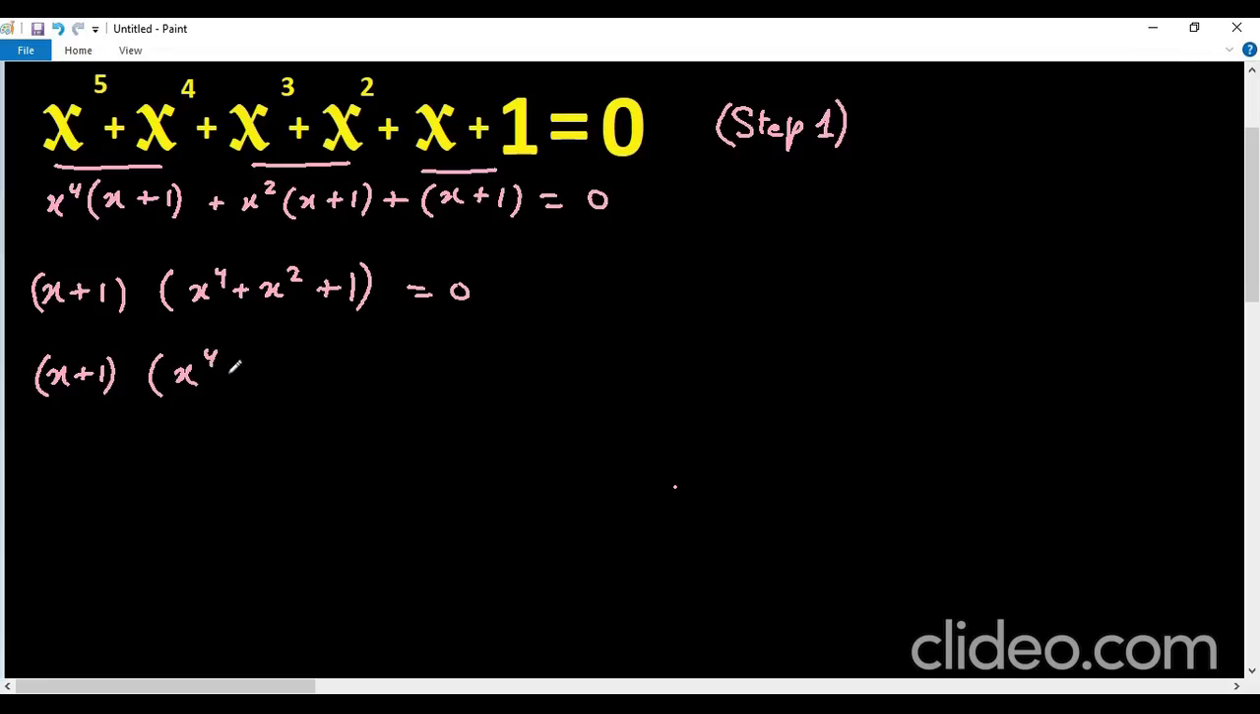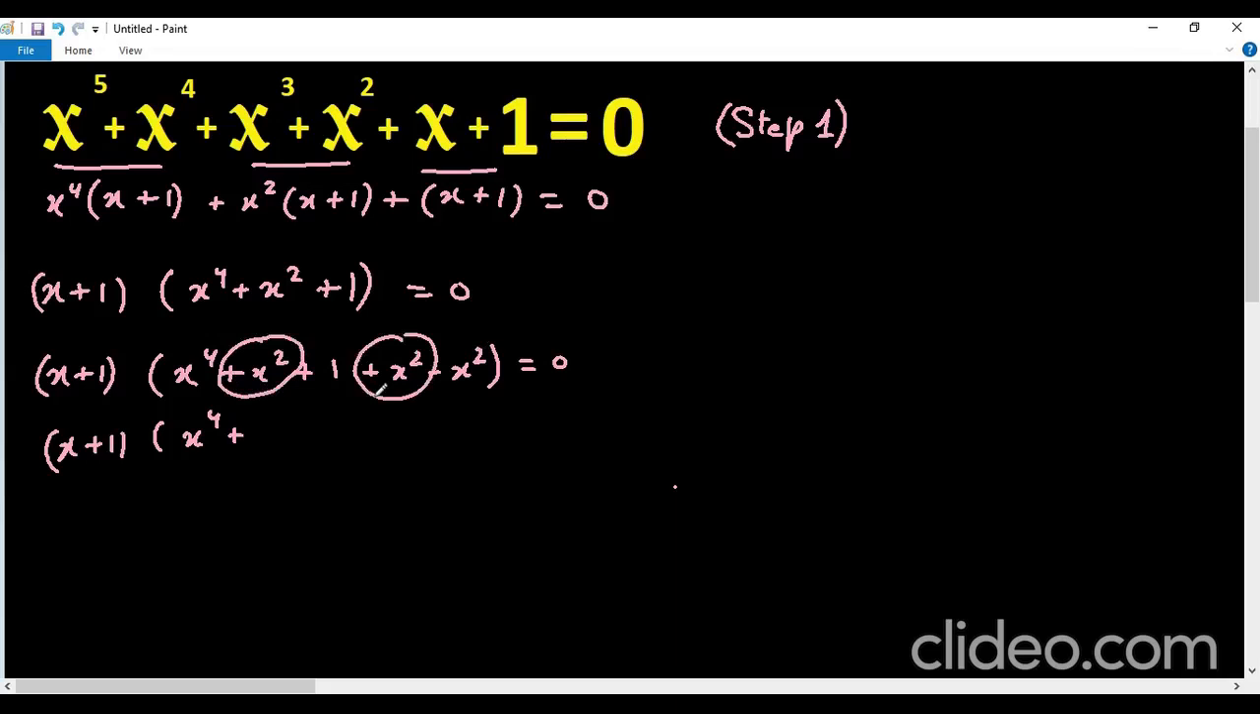I'm writing this one as it is, and from myself I am writing x square minus x square. Keep in mind that this is not going to affect the equation itself, but this is going to solve a little problem for us. Now x plus 1, and I'm writing x power 4, and you can see there are two x square, one x square and another x square. This gives us plus 2x square, so I'm writing here plus 2x square plus 1, and from here I have taken 1 x square, so this gives us minus x square equals 0. I don't think there is any confusion in this.